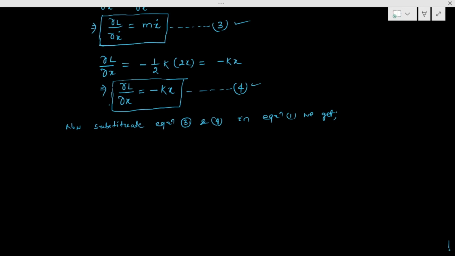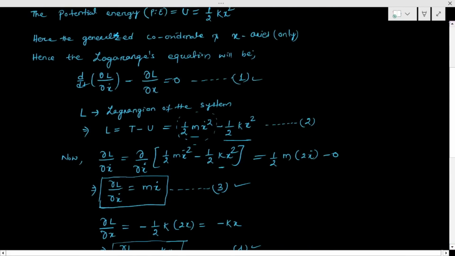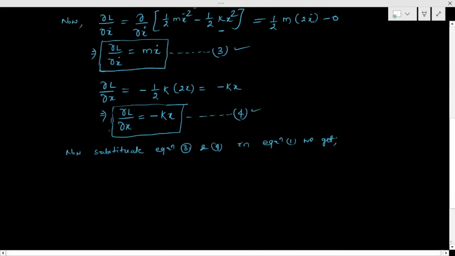We get what here? Equation number 1 is d/dt of ∂L/∂ẋ minus ∂L/∂x equal to 0. Same thing we have to write: d/dt of ∂L/∂ẋ, how much we found, mẋ, minus ∂L/∂x, how much we found, minus kx, equal to 0.